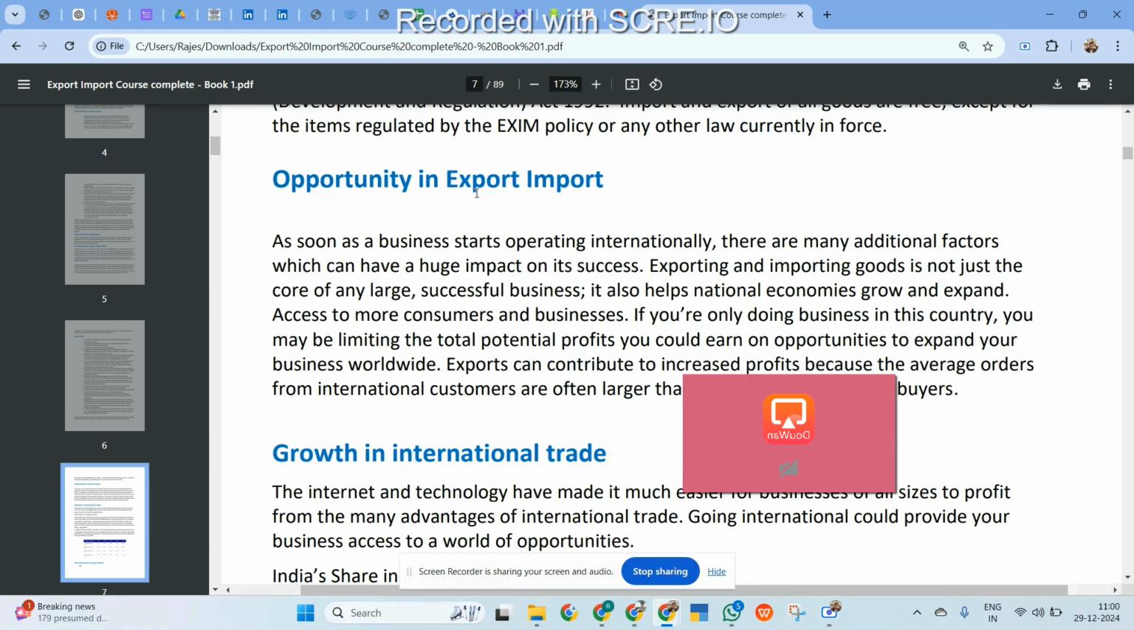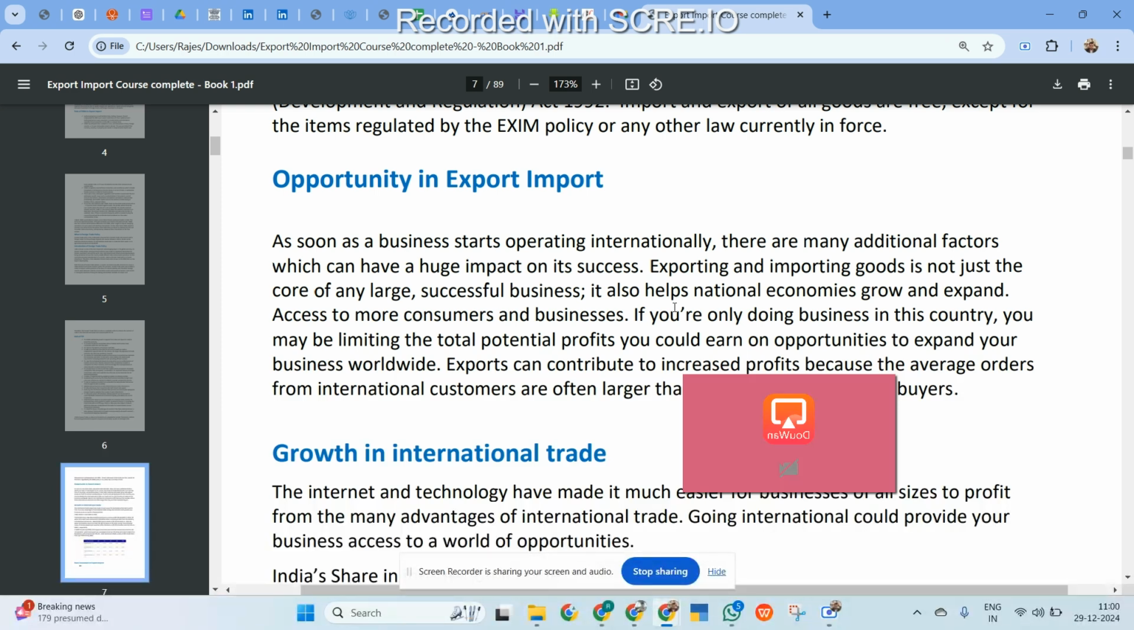Opportunity in export import. As soon as a business starts operating internationally, there are many additional factors which can have a huge impact on its success. Exporting and importing goods is not just the core of any large successful business. It also helps the national economy grow and expand.